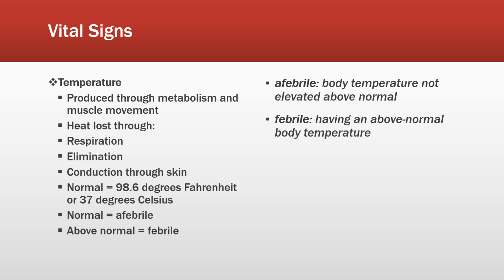So what we think of as normal temperature can range between 97.6 and 99.6 degrees Fahrenheit, which gives us an average. What we consider the norm is 98.6 degrees Fahrenheit, and that would also be 37 degrees Celsius. So some basic terminology here. Remember, when we see A in front of a word, it means without. So febrile, we think of as fever. If somebody's febrile, they have an above normal temperature. Afebrile is without fever. I'm keeping it very simple.